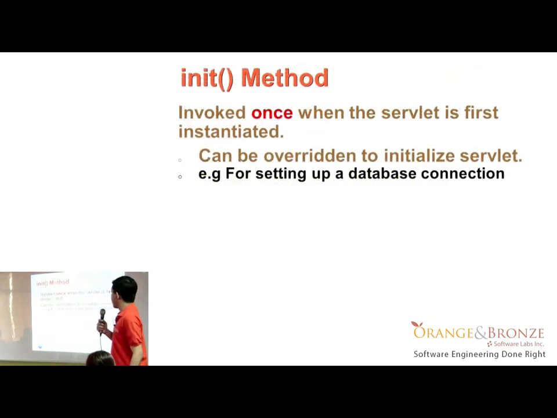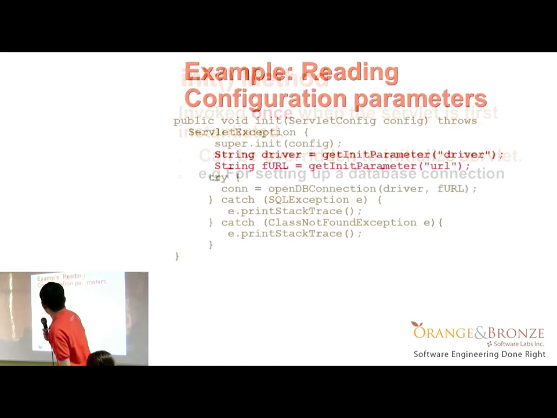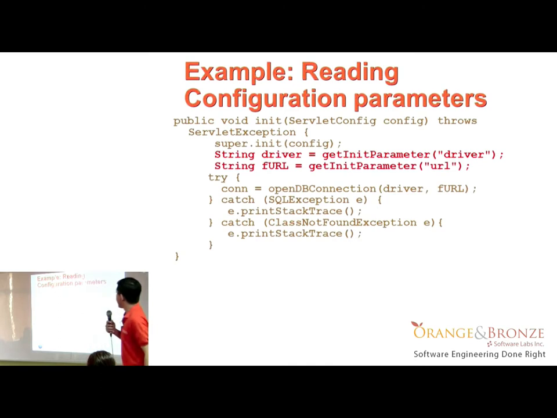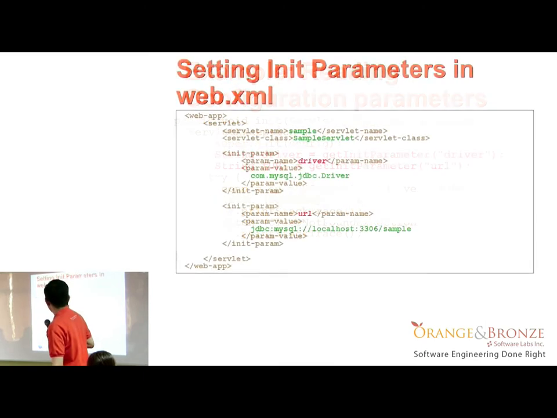Okay, so you can override the init method, again, to do whatever you want. Initialize database connections. You can also configure it with initial parameters. You can just use the method getInitParameter, which should give you the value of these parameters. How are these parameters set? These parameters are set via web.xml.